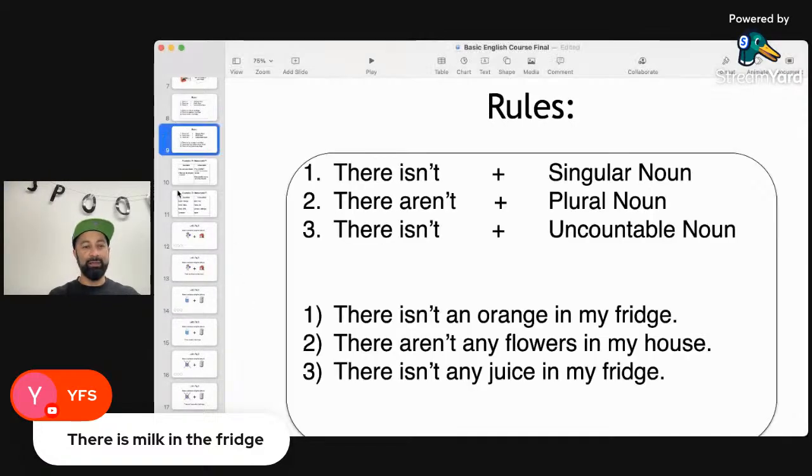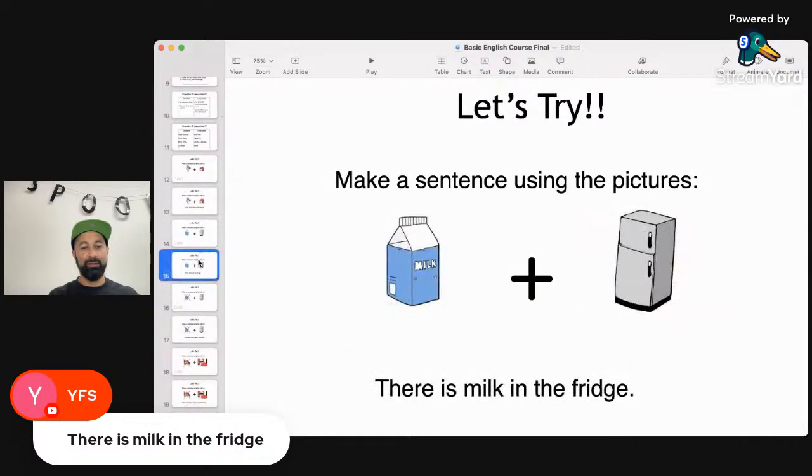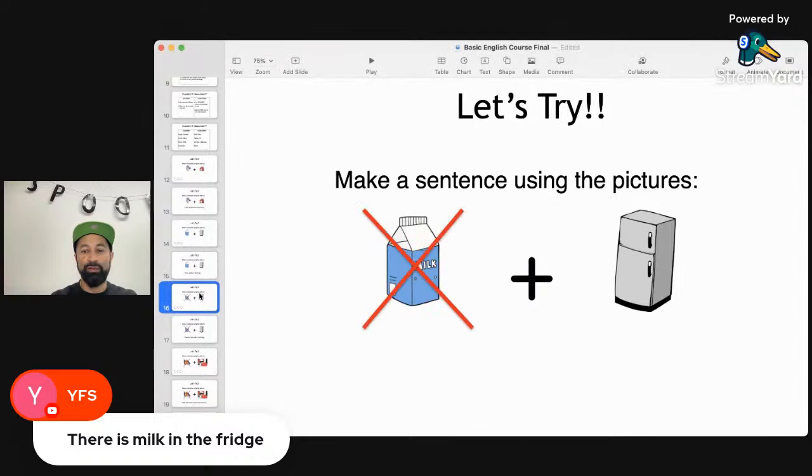That is, let's see if that is correct. And there is milk in the fridge. Perfect, perfect, perfect. All right, let's move on to another one. Looks like the same picture, but I've got a big X through the milk. I've got a big X through the milk. Please make a sentence using this, please.